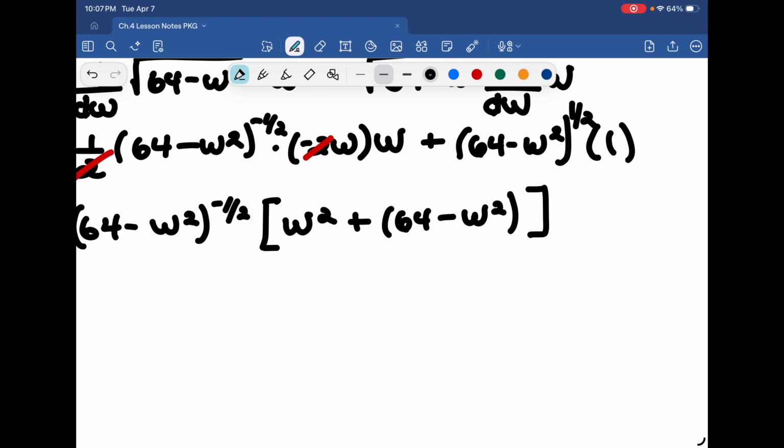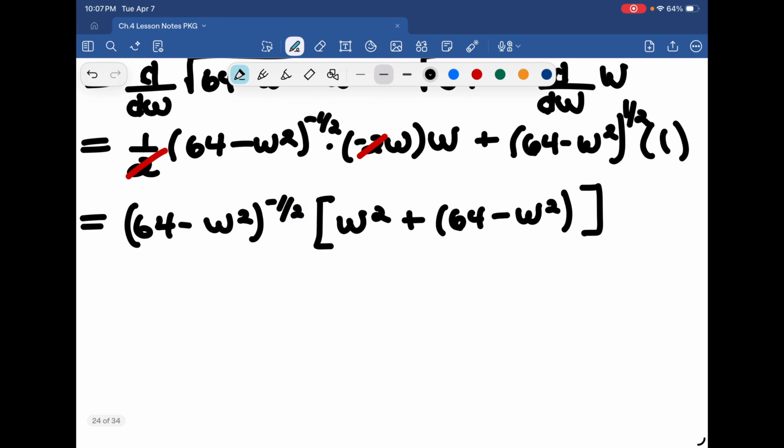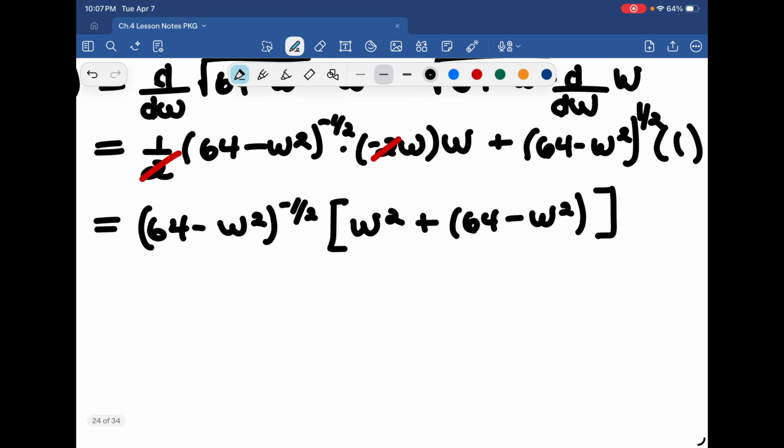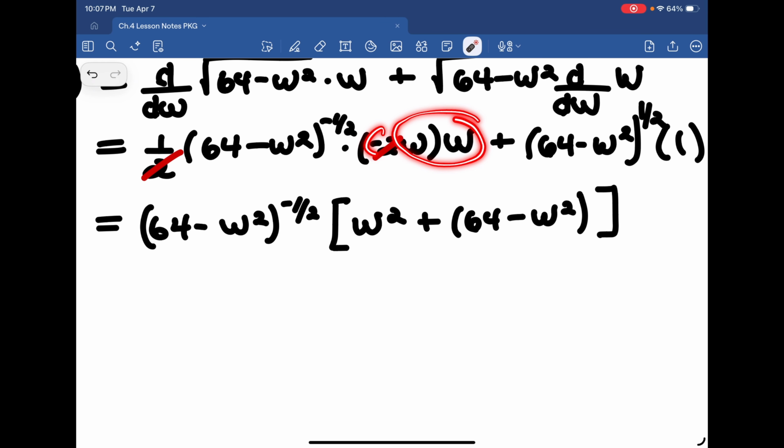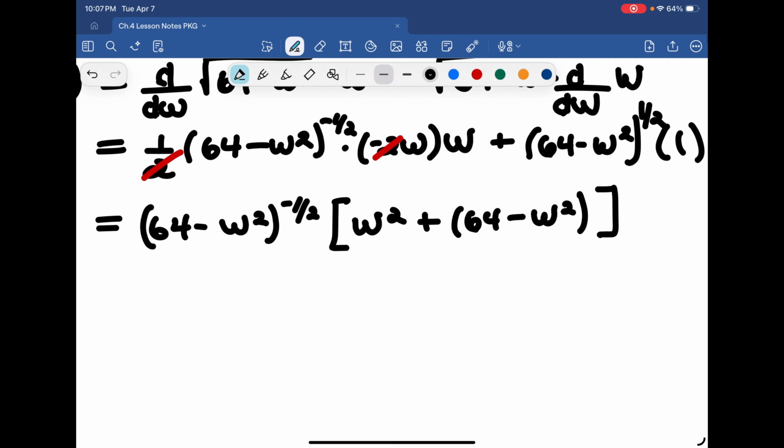Perfect. Now, from here, I just want to keep track of the signs, because I feel like there's a negative I'm missing. That's it. Right here, we have a negative that is on this term right here. The W times W includes this negative right here. So in the notes, please put a negative in front of that W.